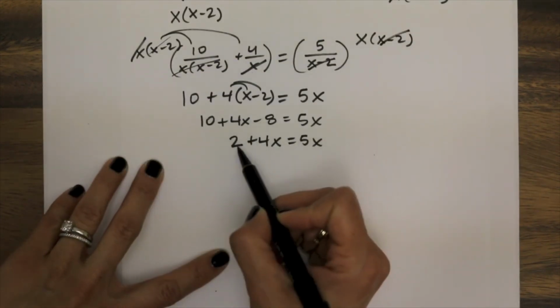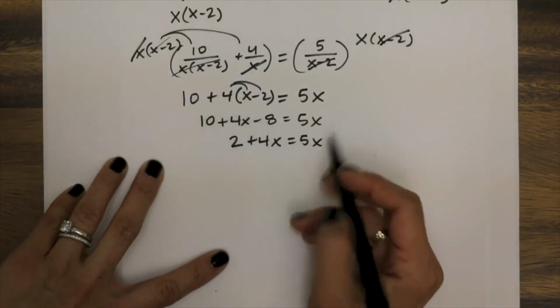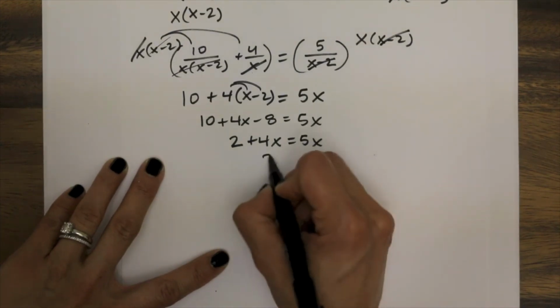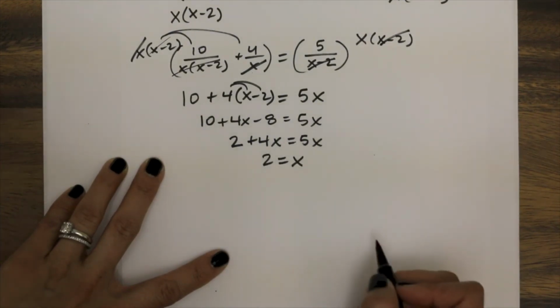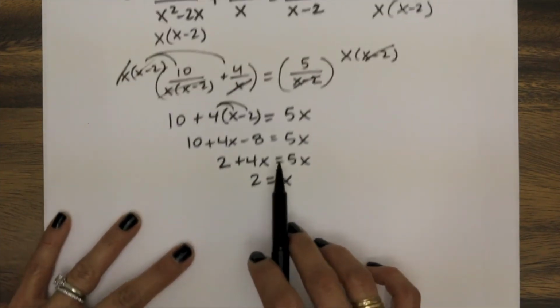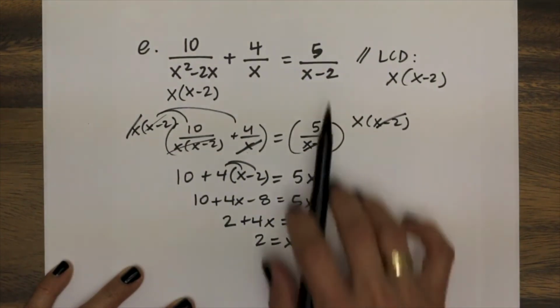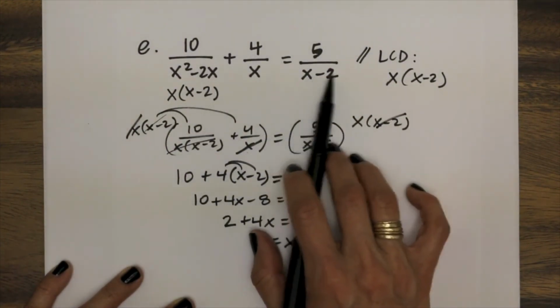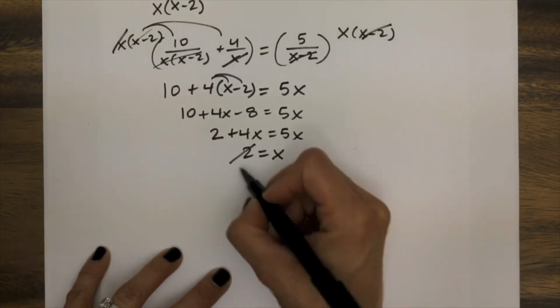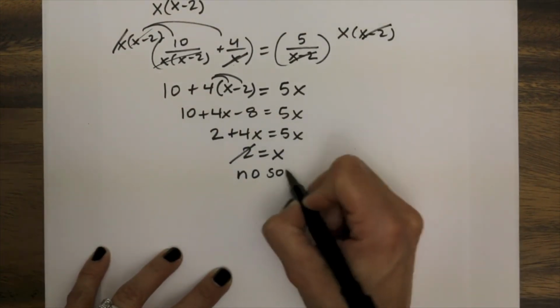So combine like terms, you get 2 plus 4x equals 5x, and then finally move this 4x to the right side by subtracting it over. So you get x equals 2. And again, double check with that value. If we were to plug it into the original equation, we take 2, we plug it in, 2 minus 2 is 0 in the denominator, which we can't have. So this is not a solution, and we just write no solution.